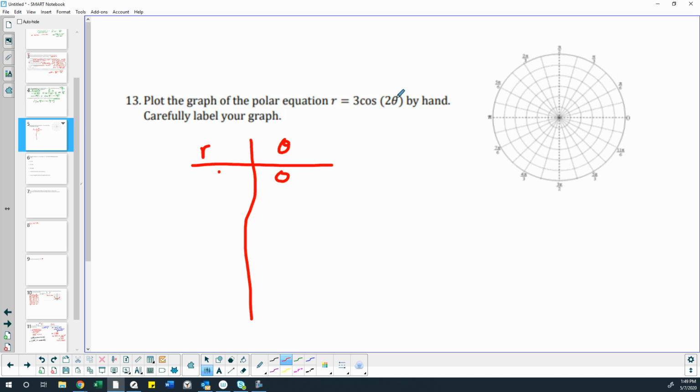So 2 times 0 is 0, and the cosine of 0 is 1, and 1 times 3 is 3. Okay, then we're going to do 30, sure, but then we'll have a decimal. Oh, actually, that will work nicely because 2 times 30 is 60, and the cosine of 60 is 1/2, and so that gives us 1.5, half of 3.